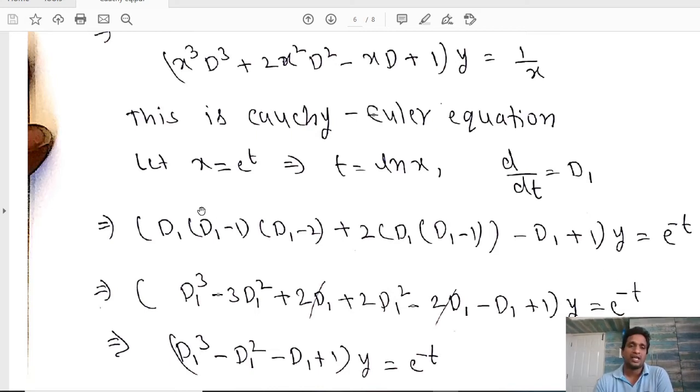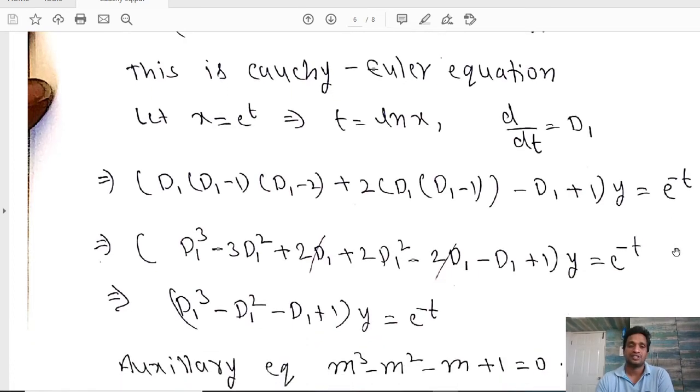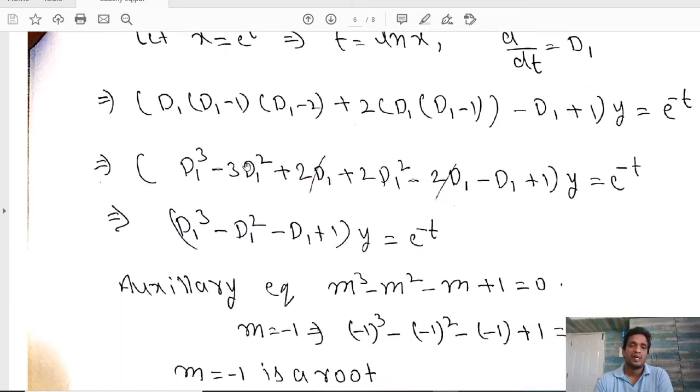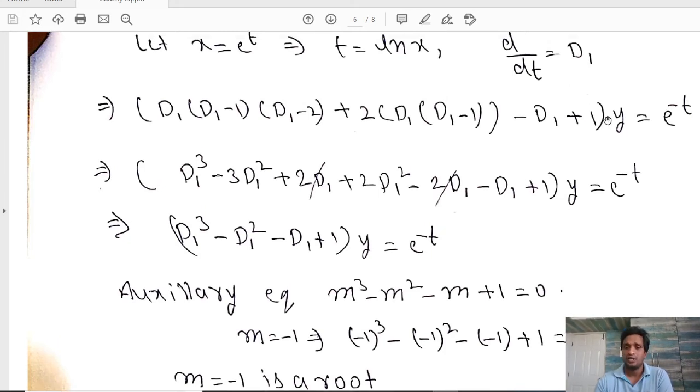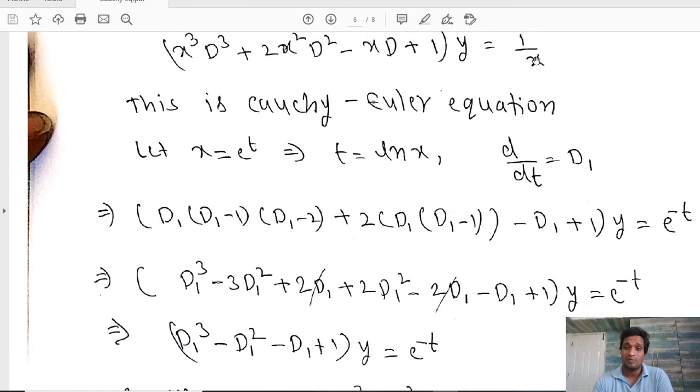Okay, so x cube d cube becomes D1 into (D1 minus 1) into (D1 minus 2), plus 2 into D1 into (D1 minus 1), minus D1, plus 1, is equal to e^(-t). So it becomes D1 cube minus 3D1 square plus 2D1, plus 2D1 square minus 2D1, minus D1 plus 1. If I multiply this out, I get this value, and plus 2D1 minus 2D1 gets cancelled. Here the right side Q of x value is 1 by x.